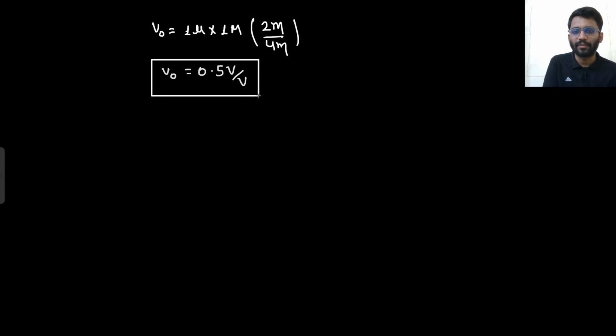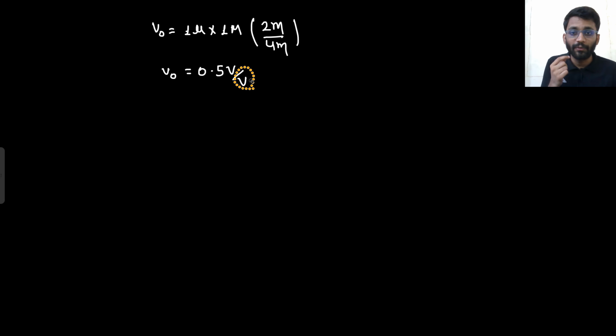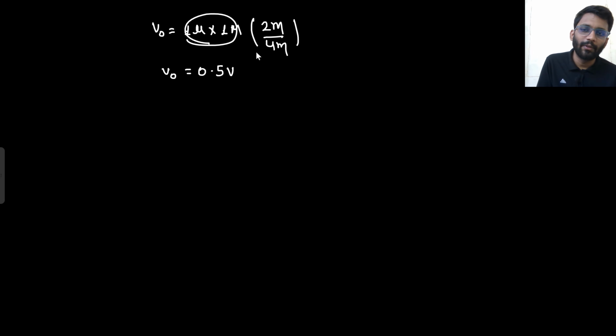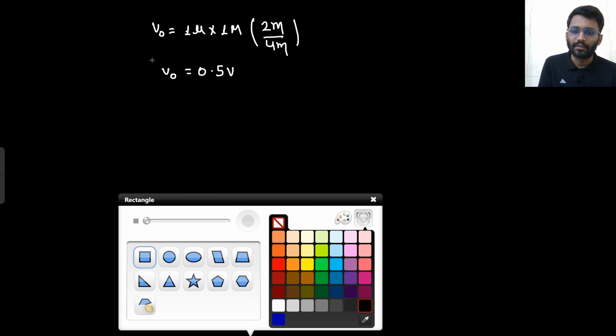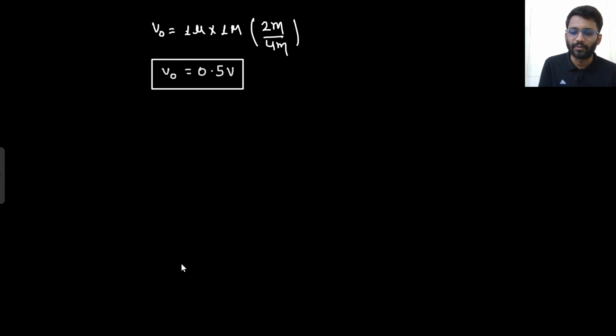Is it volt per volt or something else? No, it is volt only, sorry, because I naught R will give you voltage. Look, this will give you voltage, no? I naught R is voltage into volt per volt, so volt and volt get cancelled, only volt you are getting. So V naught value will be 0.5 volt. This is your final answer. V naught is 0.5 volt.